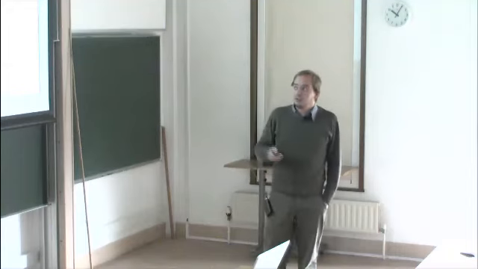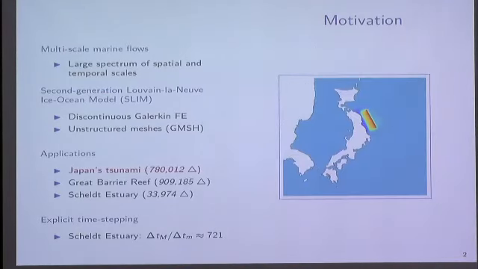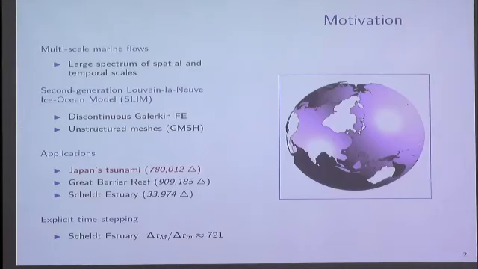As I said before, we developed SLIM, the second generation Louvain-la-Neuve ice ocean model. We use discontinuous Galerkin finite elements on unstructured meshes that are generated with GMesh. I give you here some applications that I will use later in my presentation. Lately we were simulating the Japan tsunami. Here is the initial condition that we used, the world's geometry, the bathymetry, and the mesh.